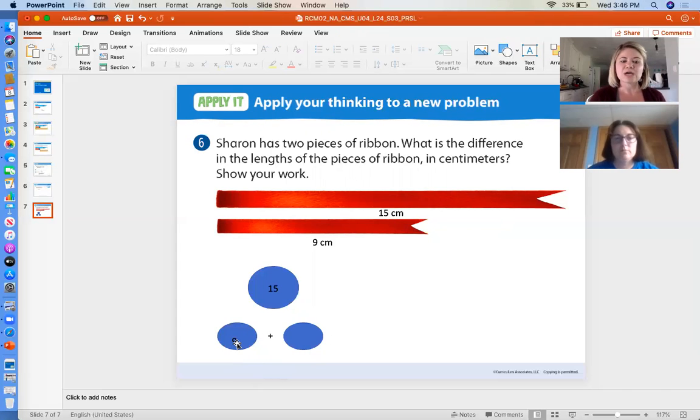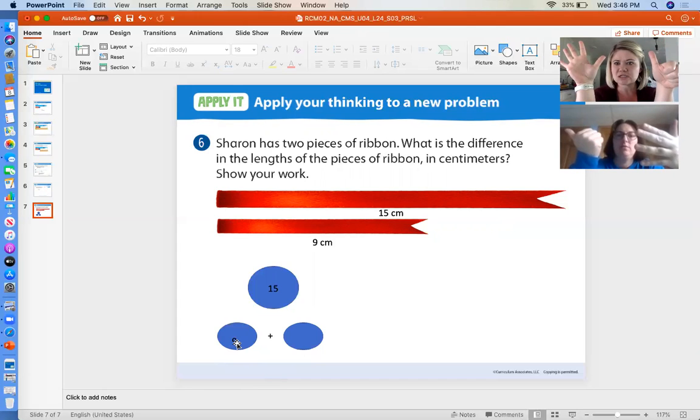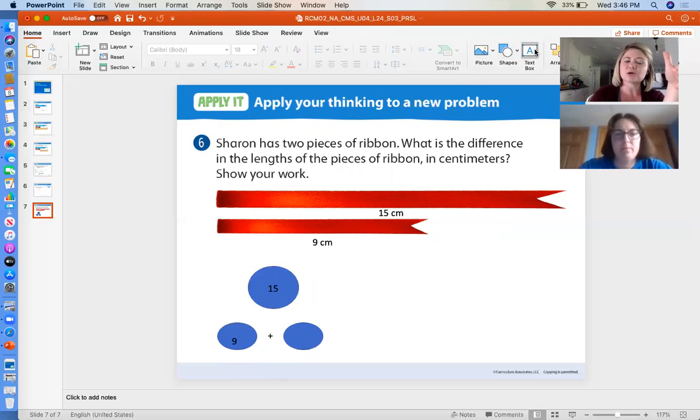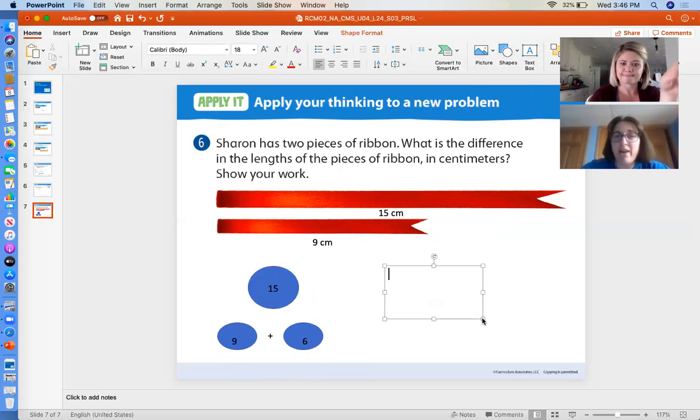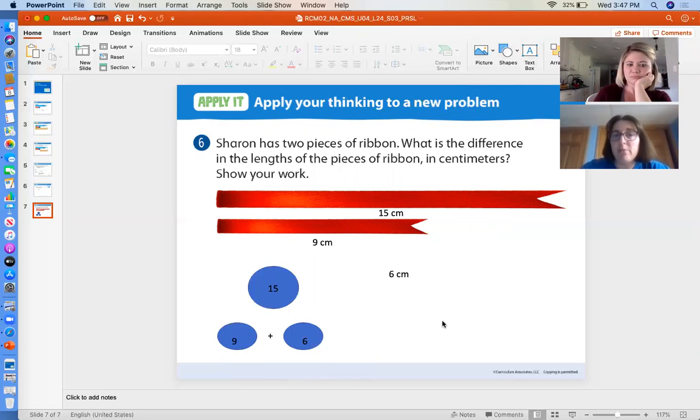Okay, so I know that I could take 9 plus something to equal 15. So I'm just gonna say 9, 10, 11, 12, 13, 14, 15. So my missing number is 6. So what is the difference in centimeters? 6 centimeters. So we showed our work by doing the number bond, and now we just need to write out our answer, which is 6 centimeters. And then we solved that problem correctly.